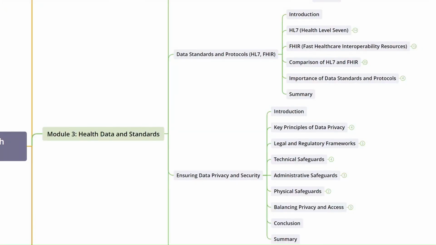Next, Module 3, Health Data and Standards. The heart of health informatics lies in the efficient management of healthcare data. This module delves into the types of data prevalent in healthcare, the standards that guide their use, and the critical importance of maintaining data privacy and regulatory compliance in the medical arena.